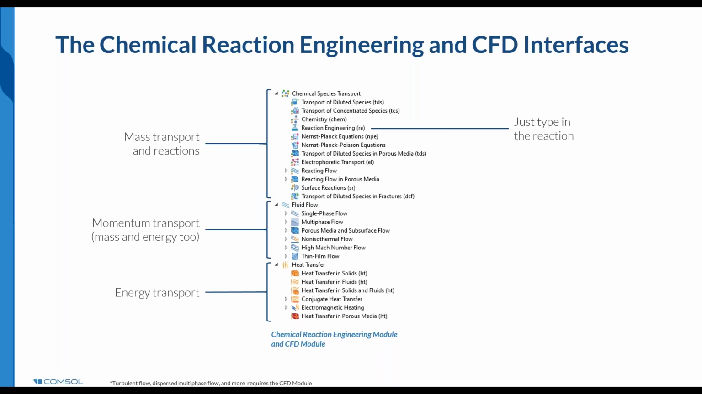These interfaces also contain default nodes which are essential to each simulation. For example, the transport properties node for transport of diluted species is used to specify the diffusivities of the model species and the velocity field that they experience. And these default nodes are automatically included within each physics interface to help save time when setting up your model.